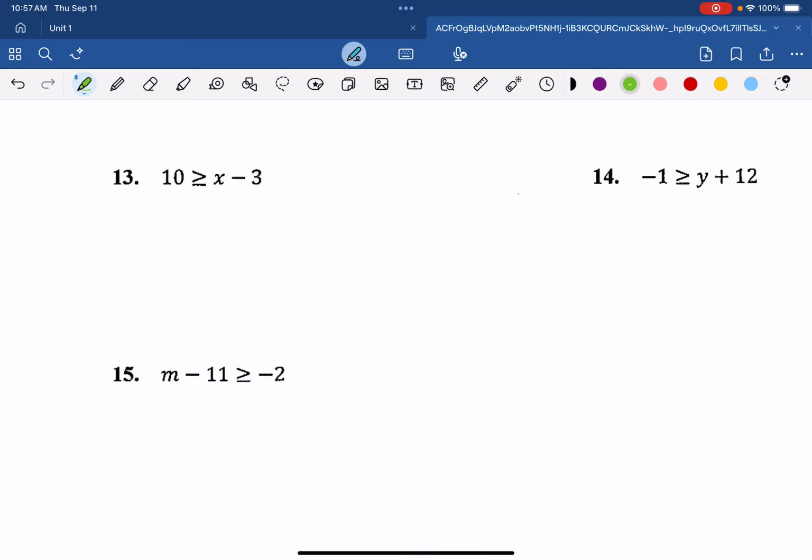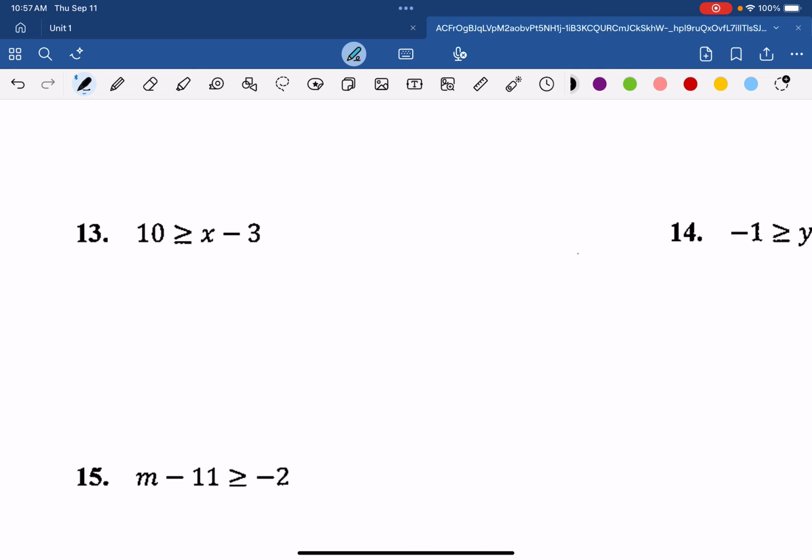All right, let's try number 13. Okay, so I draw my line down. Okay, and let's get our x by itself. So I'm going to add 3 to both sides. So I have 13 is greater than or equal to x.